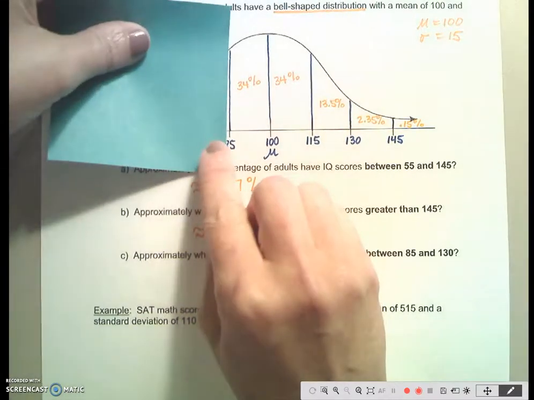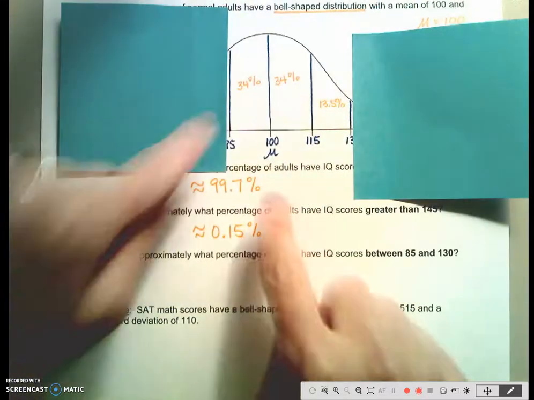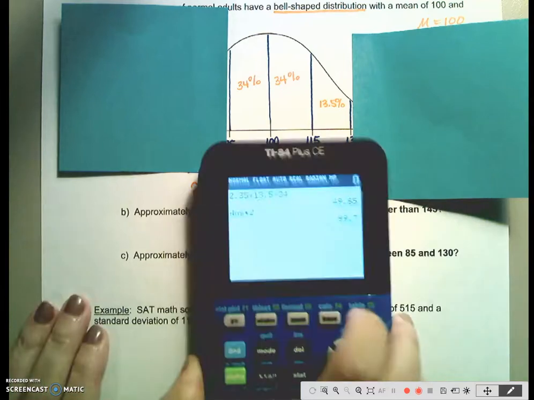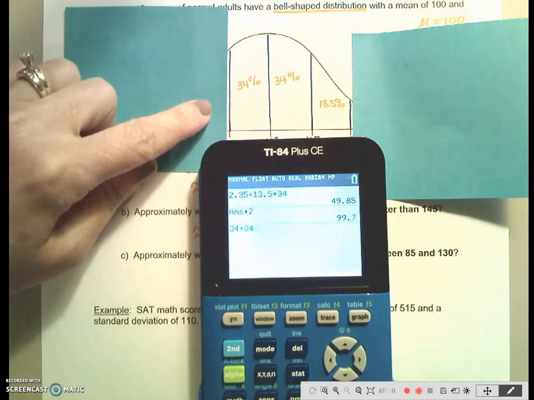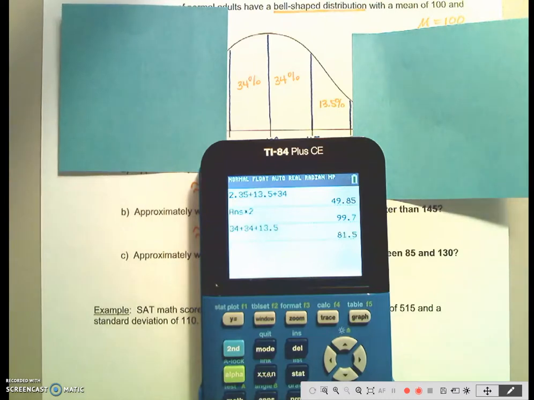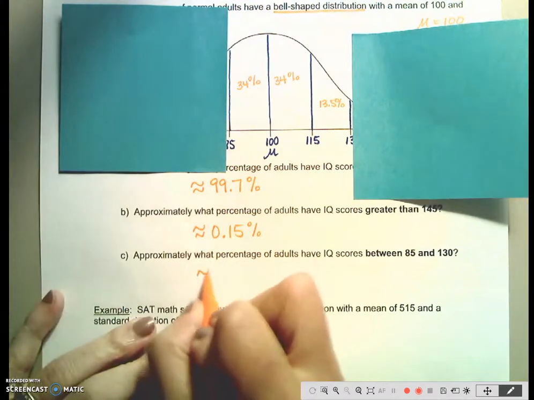And then it says what percentage of adults have IQ scores between 85 and 130. So we block off, here's 85 and here's 130. So between 85 and 130, that's not a symmetric region. That one you got to add them up. You've got 34, 34, and 13.5. 81.5% approximately.